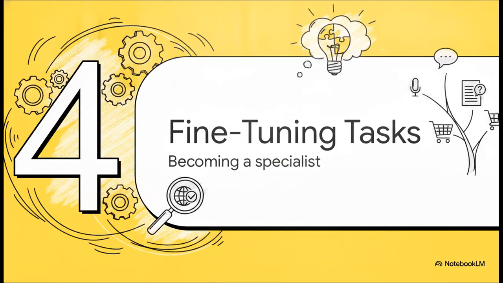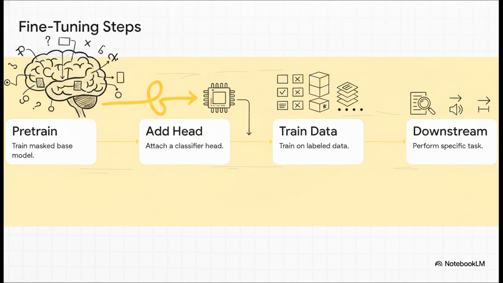Let's bring it all together in part 4. Fine-tuning for specific tasks, turning a general reader into a specialist. Once the AI has developed this super rich, context-aware reading comprehension, we can actually give it a real-world job. We do this through a pipeline called fine-tuning. Basically, we take our massive pre-trained model, the one that spent weeks playing fill-in-the-blank, and we stick a tiny piece of specialized circuitry on top called a classifier head. We freeze the massive base model and just train that new little head on a smaller set of labeled data so it can perform a specific downstream task.